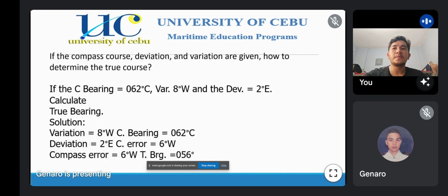Alright, so if the compass course, deviation and variation are given, how do we determine the true course? To determine the true course, we must use the correcting method, which is CDMVT, or "Can Dead Men Vote Twice at Elections". So in here we do have the example: compass course equals 062 degrees. We do have the variation of 8 degrees west, the deviation of 2 degrees east. So to calculate, you just have to add them. Right, so we do have the compass error of 6 degrees west, true course of 056 degrees.